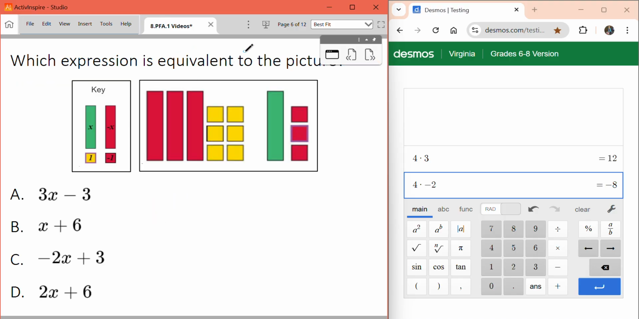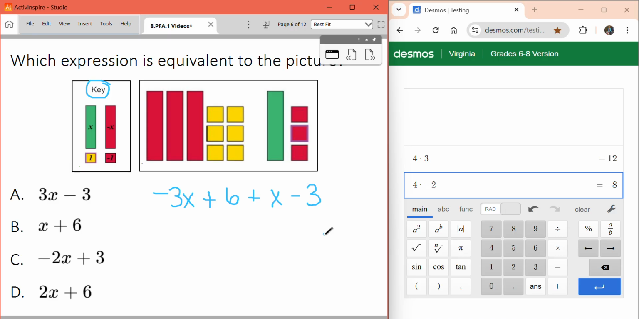All right, I think we have one last question here. Which expression is equivalent to the picture? Again, we've got our key. This time we don't have groups that are displaying the same thing. So instead, I'm just going to write down everything we've got. I've got 3 negative x's. I've got 6 positive 1s. I've got a positive x. And I've got 3 negative 1s. Now, here's the problem. When I look at my answer choices, that is not an answer choice.